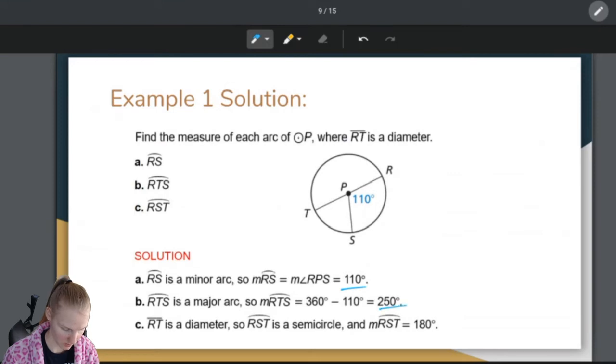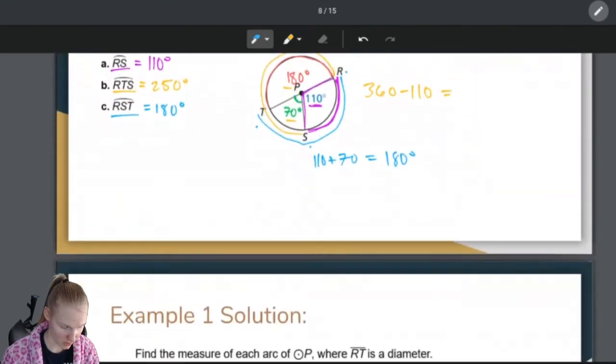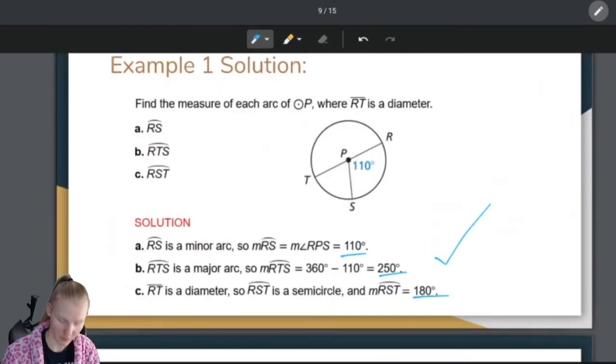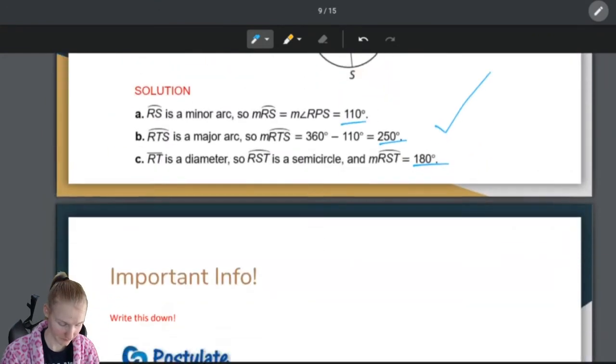Wait, what did we get? Oh no, we got 250. Yeah, we got 250. And the last one was 180. Beautiful. We got it right.